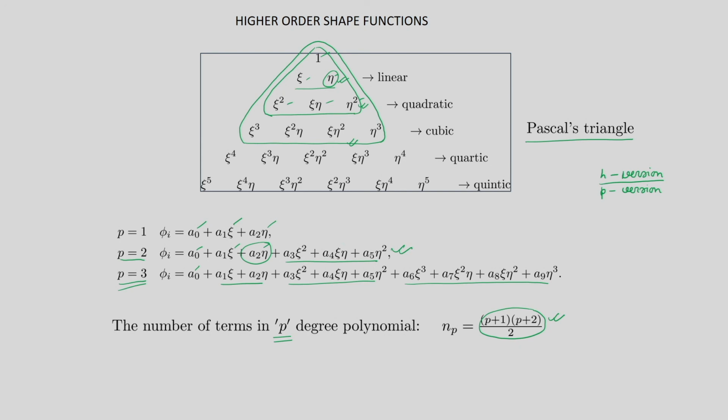Now if we look at p equal to 2, we have 6 monomials, and associated with these 6 monomials we have 6 unknown coefficients. So in order to find these unknown coefficients, we have to define the phi i's at at least 6 points in a given element. Alright.